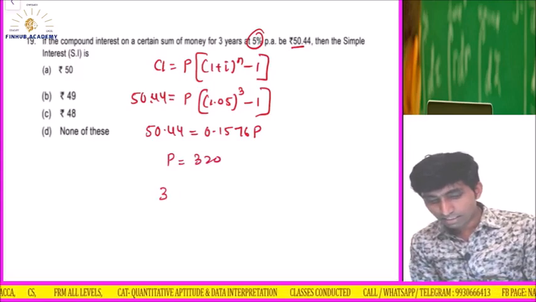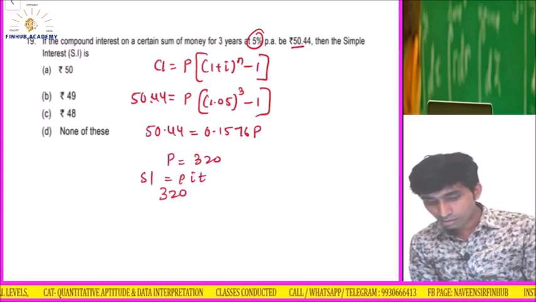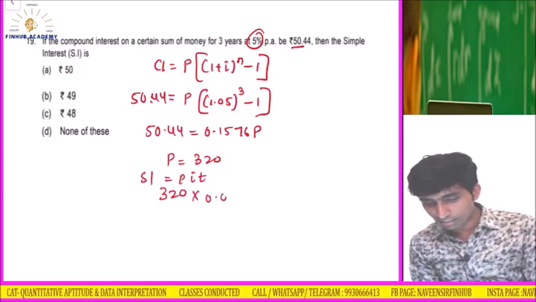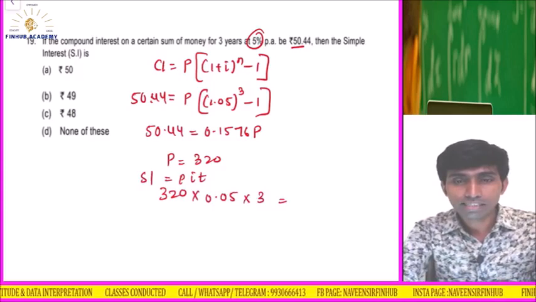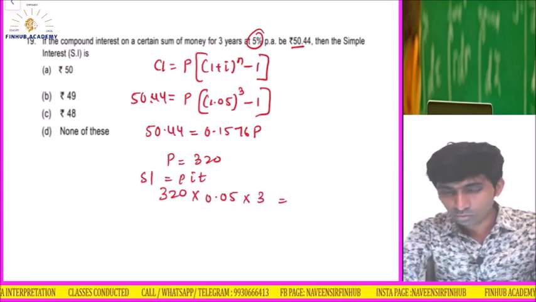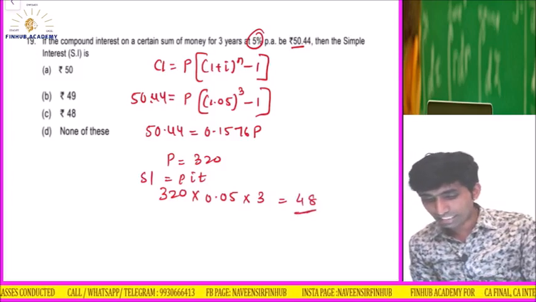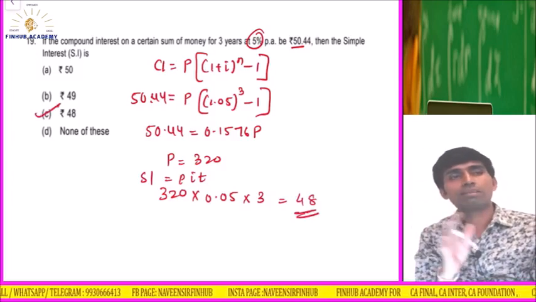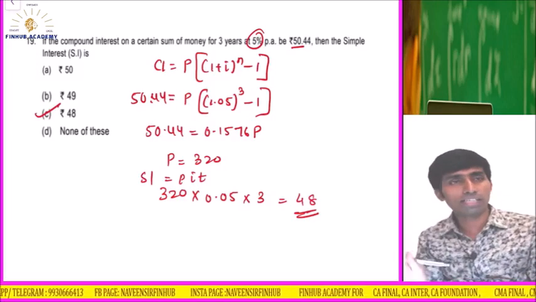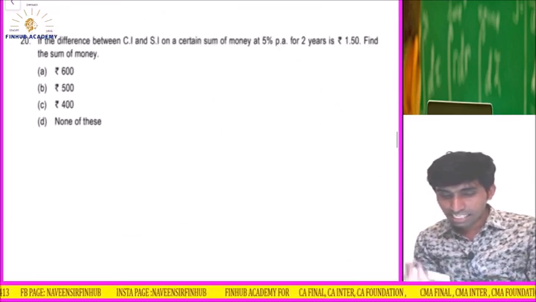So 320 is the principal. Principal into I into T will give me the simple interest. So 320 into the rate, 5%, 0.05, for how many years? 3 years. 320 into 5% into 3. The answer is 48. So the simple interest is 48. No need to do all the shortcuts. Obviously by that formula, CI minus SI, you will not get it. So the answer is 48. Answer is C.